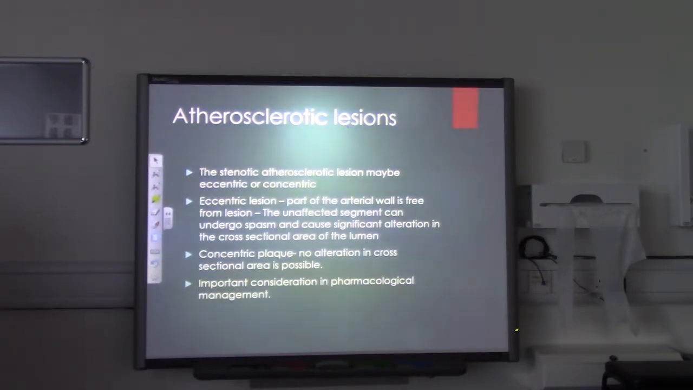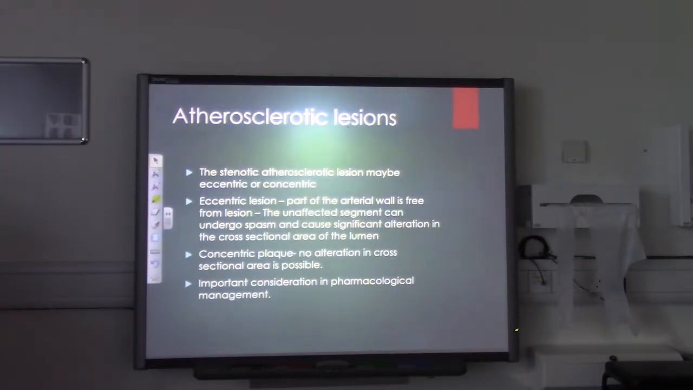The eccentric lesion is where we get a build-up of plaque on just one area of the endothelium, and part of the arterial wall is free from lesion. This unaffected segment can undergo spasm and cause significant alteration in the cross-sectional area of the lumen. In addition, the area free of lesion will also respond to nitrates and the vasodilatory effects of that, and therefore where eccentric lesions are the cause of the reduced flow, then GTN management is effective.